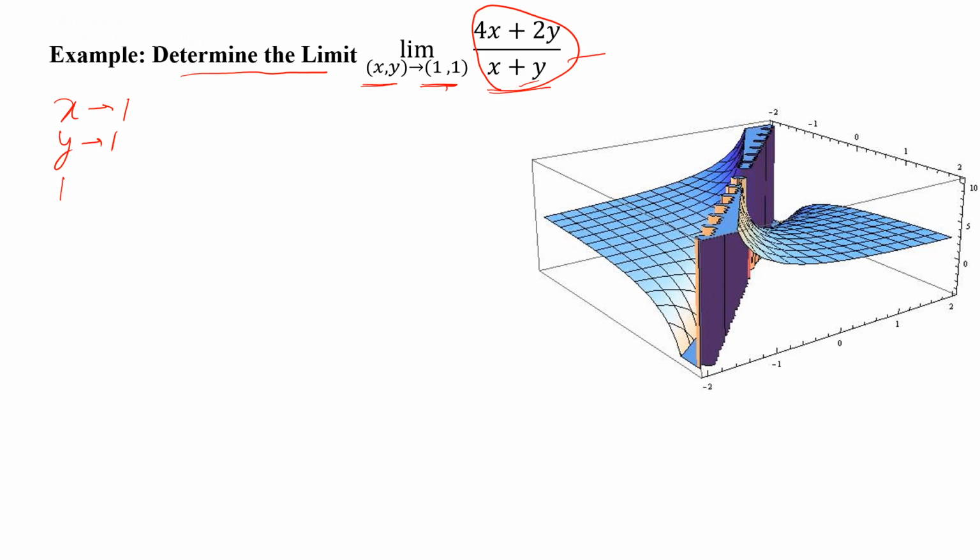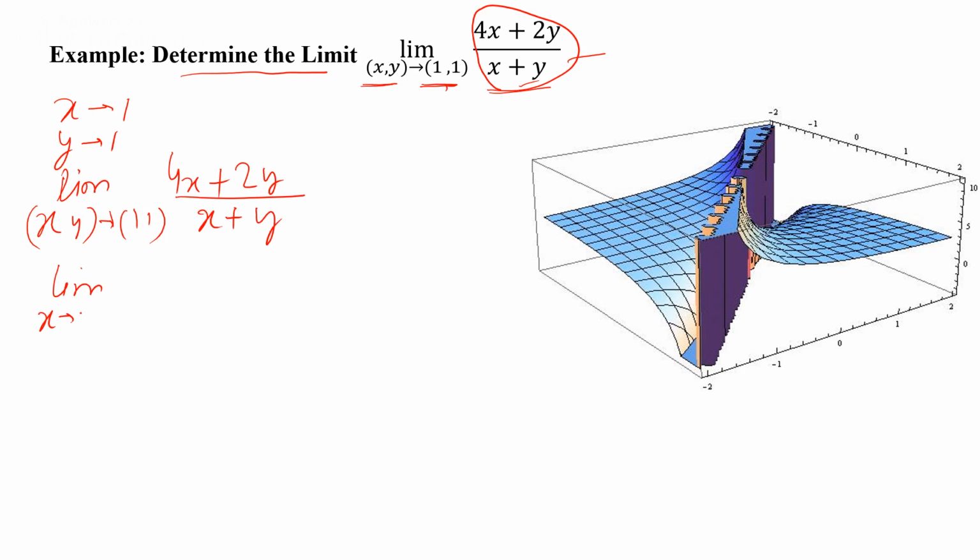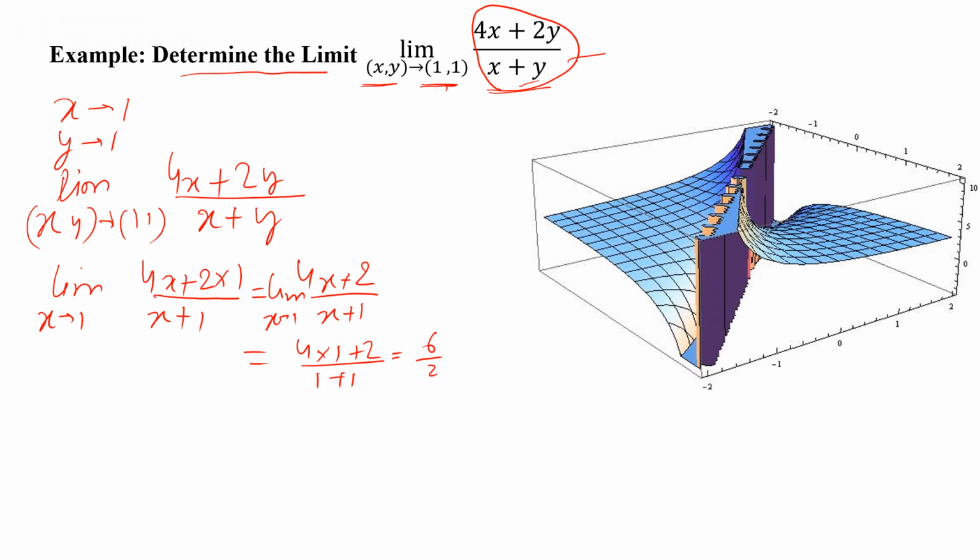So we have to find the limit as (x,y) approaches (1,1) of (4x+2y)/(x+y). First we apply the limit y tends to 1, so we get (4x+2·1)/(x+1). So we write (4x+2)/(x+1), with limit x tends to 1. Now apply the limit x tends to 1, so we write (4·1+2)/(1+1), so we get 6/2, that is 3.